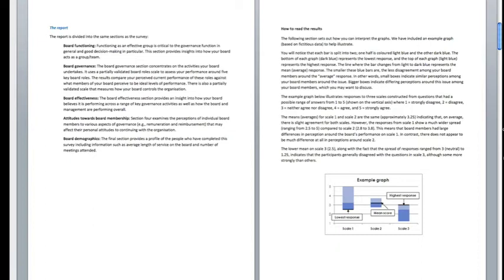The second looks at board governance, or the activities that your board actually undertakes. The third looks at whether you're effective. The fourth, people's attitudes to board membership. And the fifth provides a little bit of information on your demographics.